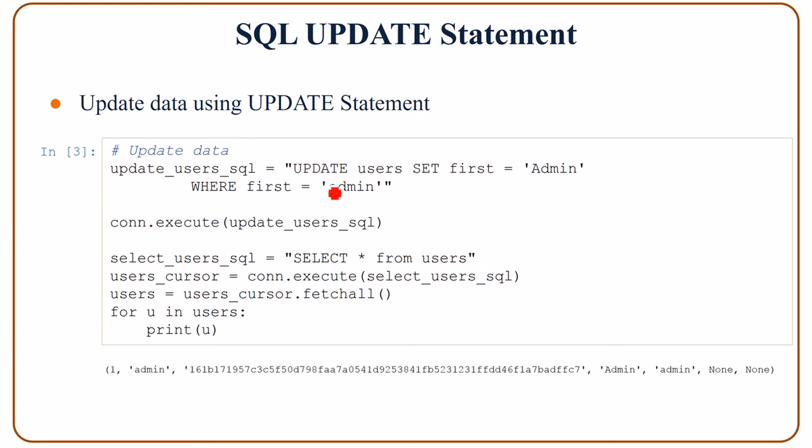How do we update data? For updating data, use the update table statement. So update this table, and what do you do? Set the first name to admin where first is admin. This is lowercase. Change it to uppercase. And then just execute using the condition.